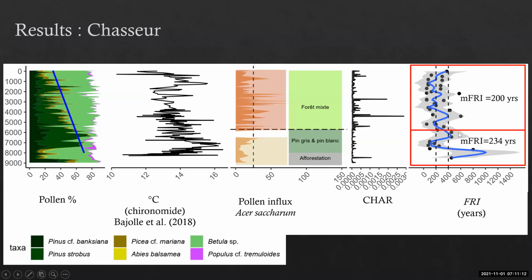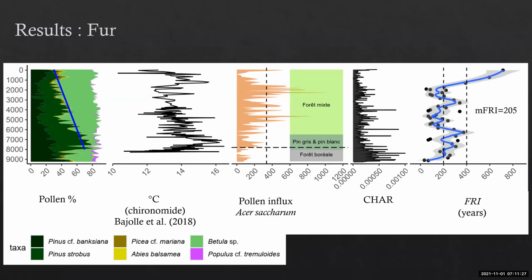If we look now at the mean fire return interval, there is not such a difference. There is not really a difference between the two. It's not statistically significant. Yeah, there is no statistical difference. And then for the last site, we still see this decrease in Pinus genus here.